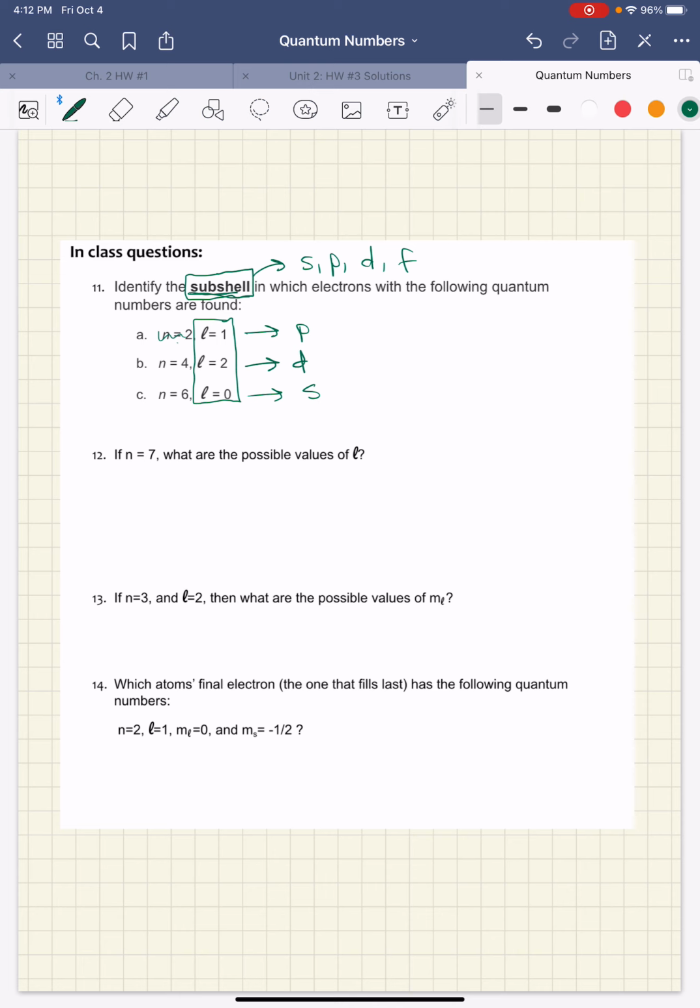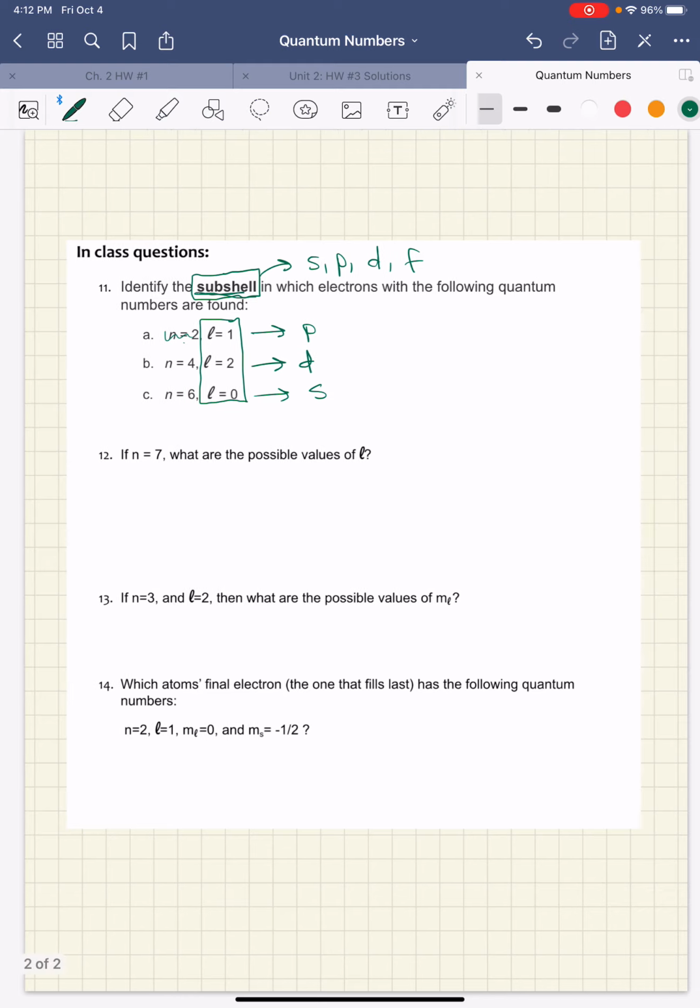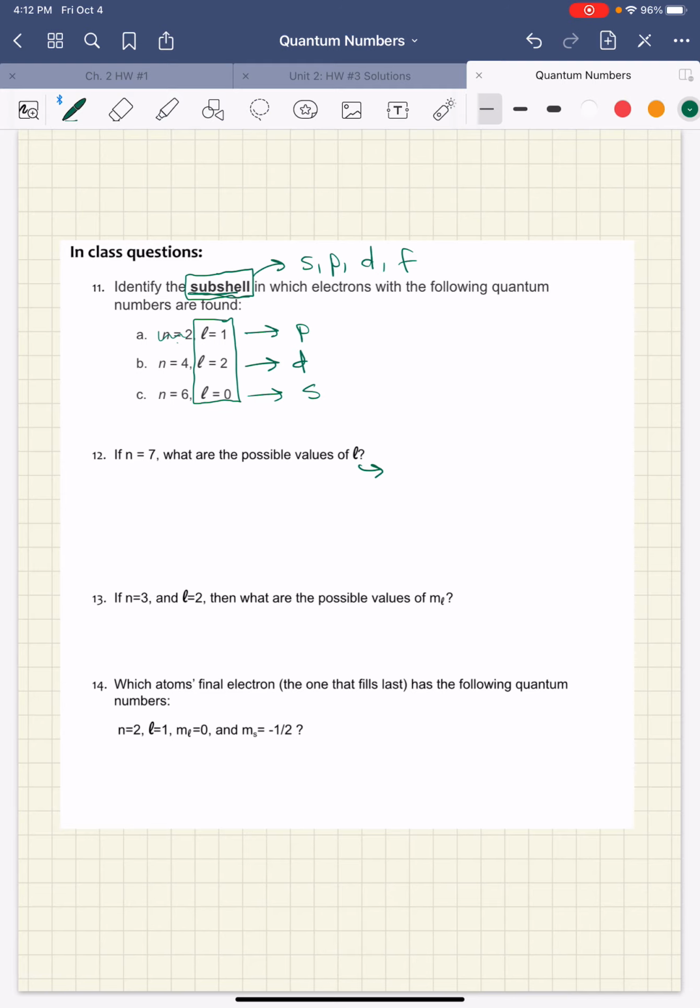If N equals 7, what are the possible values of L? To figure out all of the possible values, remember it's going to start with 0, and the maximum value it can be is N minus 1. In this case, the maximum value for L would be 6, but it could also be any number below that. So starting with 0, 0, 1, 2, 3, 4, 5, 6, all the way to N minus 1, which in this case is 6.